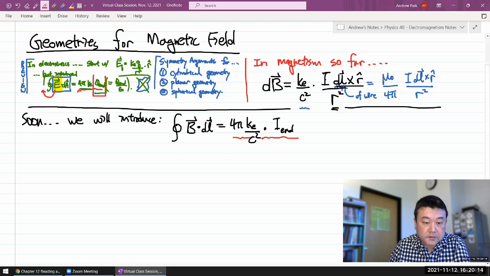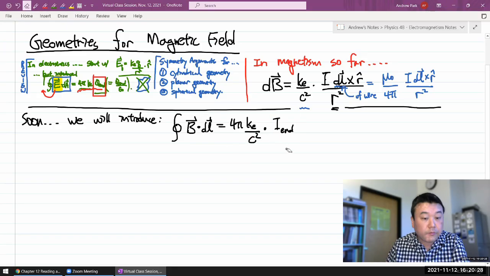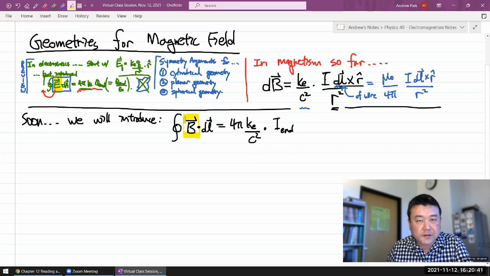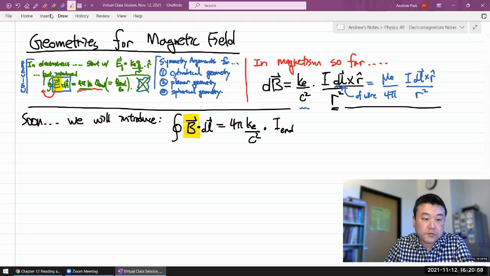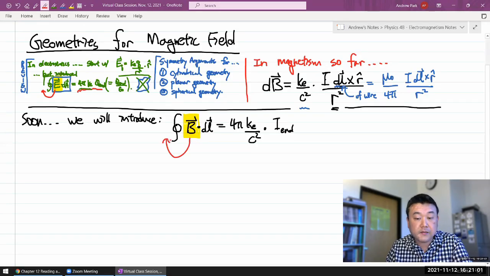Gauss's law says that charge is the source of electric field, and Ampere's law says current is the source of magnetic field. In this expression, we have the exact same problem we had with Gauss's law for electric field. What we are interested in is not the integral of B dot dl. I don't care what that quantity is. What I am interested in is the magnetic field, and that's inside an integral. So we need some way to get this quantity out of the integral, and in order to do that, we need a symmetry argument.